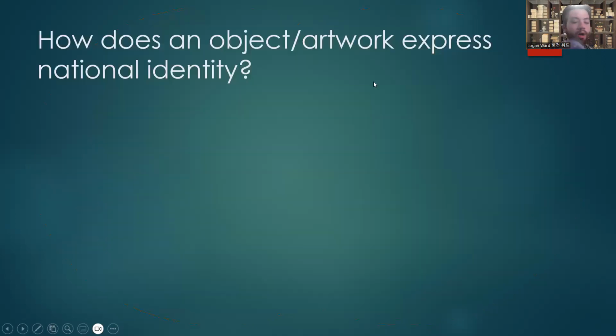So let's talk about art. How does an object or an artwork express national identity? Think back to what Charlotte Horlick was talking about a little bit. What are some of the ways that an artwork is seen to be able to express this idea of belonging to this bordered geography, right?